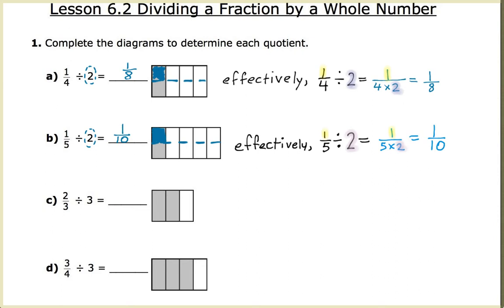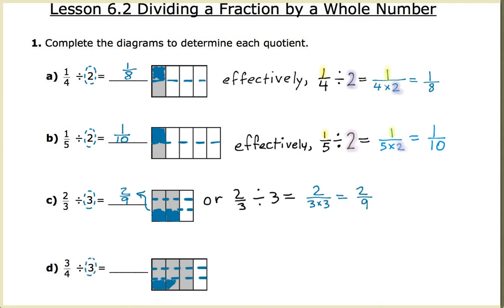If you get the idea of these first two, try to do parts C and D on your own. Pause the video now and do that. Alright, hopefully you've had a chance to do that on your own and you're just checking your answers now. So 2/3 divided by 3 works out to 2/9. And 3/4 divided by 3 works out to 3/12, right?